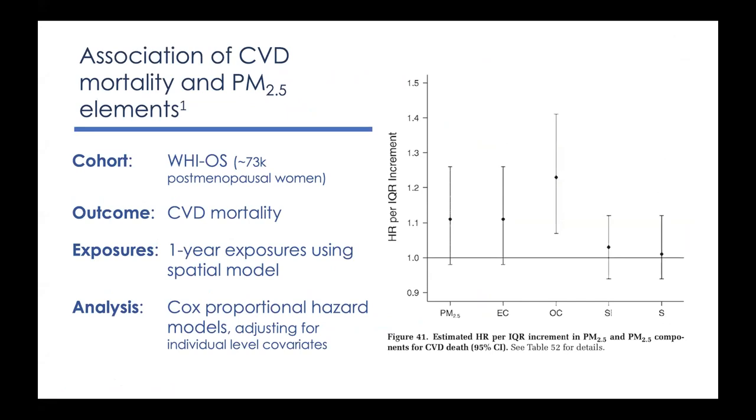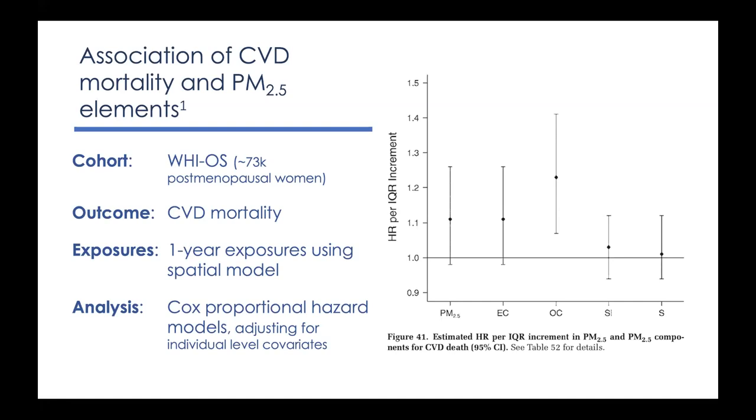These findings are in contrast to another study that was also conducted as part of the larger NPACT initiative. These findings are from the Women's Health Initiative study, which was also conducted using a nationwide cohort, but instead of both men and women, this cohort is just women, and they used spatial models to estimate exposures to PM2.5 and 4 components: elemental carbon, organic carbon, silica, and sulfur. These components were selected a priori based on their measurements and availability of quality data. Again, these components were analyzed in single component models and Cox proportional hazards models.